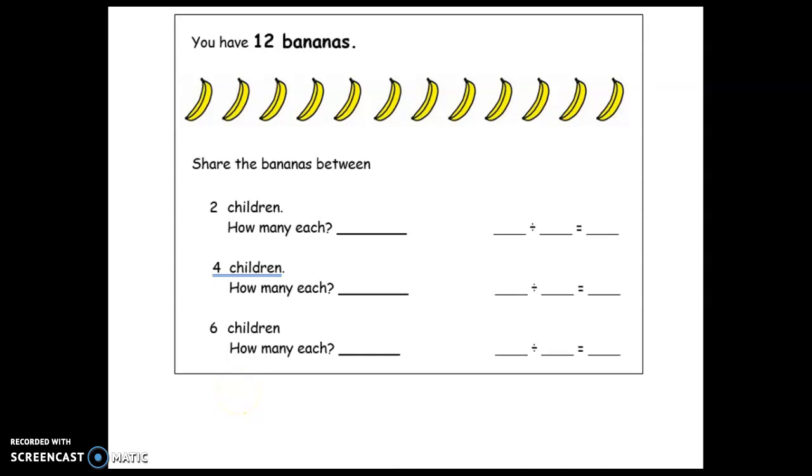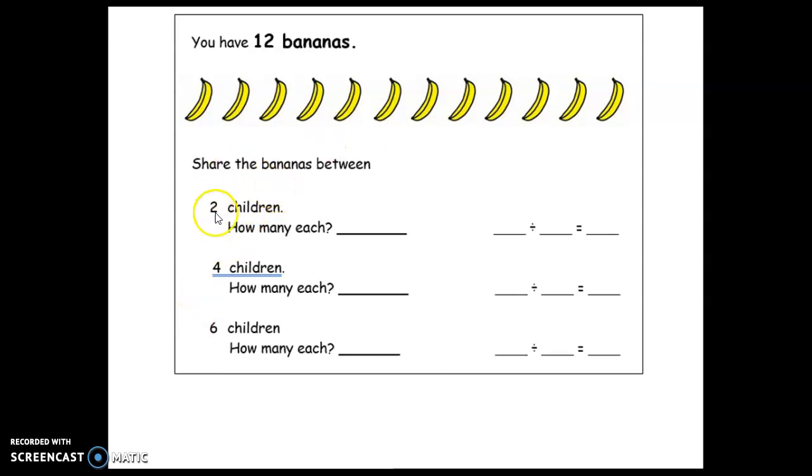So this is the next question. You have 12 bananas. There they are. And we've got to look at sharing the bananas between 2 children, 4 children and 6 children. So when you work out this question, all you are doing for the first part is solving the 2 children bit. So you've got to think of these as 1, 2 and 3 separate questions.